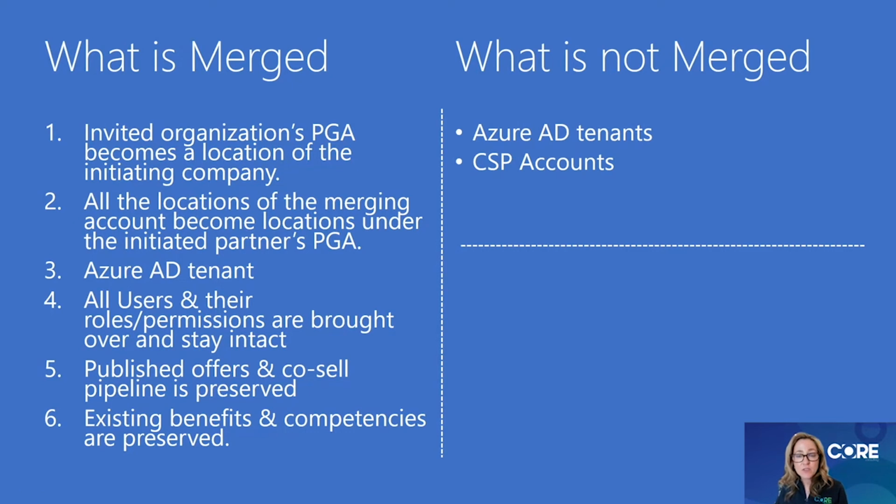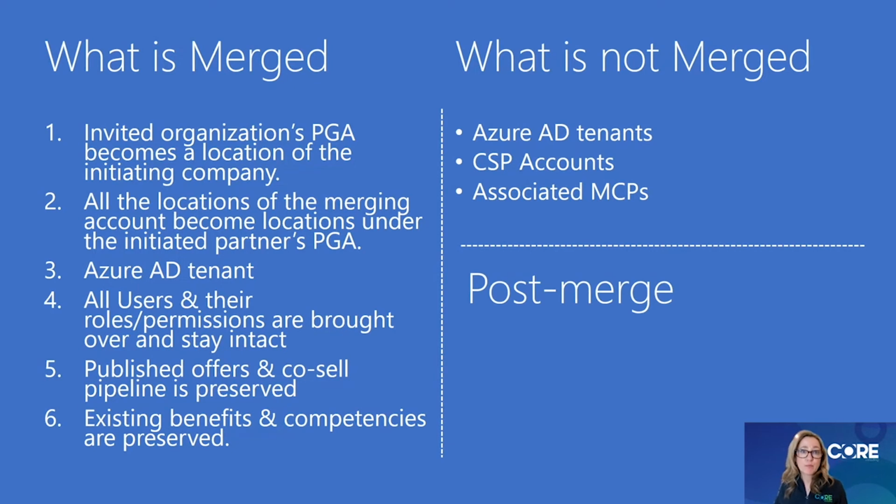Your CSP accounts do not get touched. And your associated MCPs, while they are users and any of their permissions will stay intact, you need to have your associated MCPs relink their learning accounts to their new PGA account that they are now associated under.